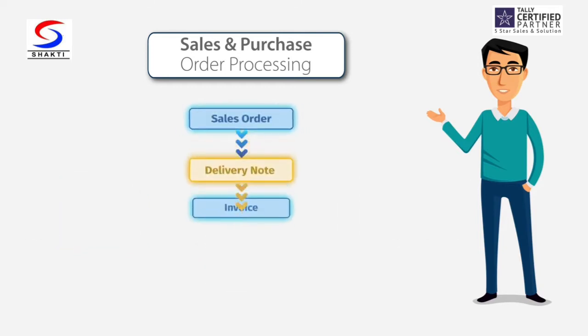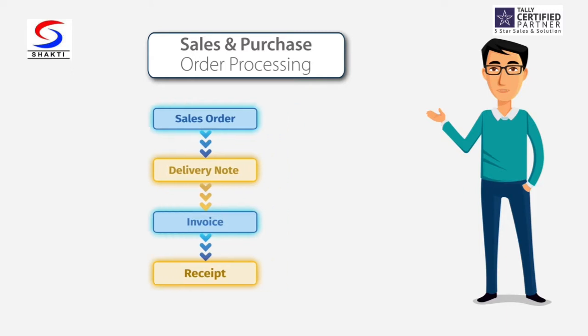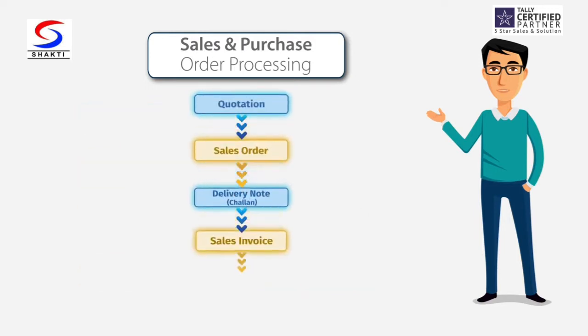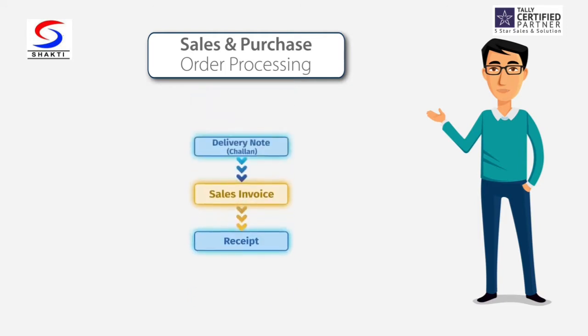For example, you may follow a process of receiving the sales order, delivering the material, raising the invoice, and receiving the amount for the invoice. On the other hand, one may simply deliver the invoice with goods and not have the two prior steps. The list goes on and on. Which is why Tally.ERP 9 is so flexible that it allows you to handle sales and purchase processes the way you want, without having to change the way you conduct your business.